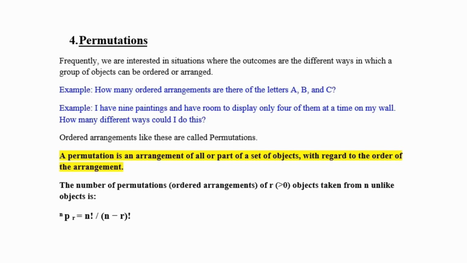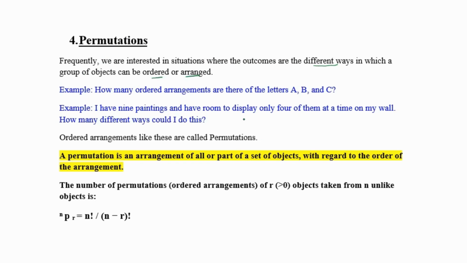And that brings us to the 4th counting technique that we are going to consider, which is a very, very important one. And now we have permutations. So permutations are much like arrangements, but a bit different. Let's read and see. Frequently, we are interested in situations where the outcomes are different ways in which a group of objects can be ordered or arranged.